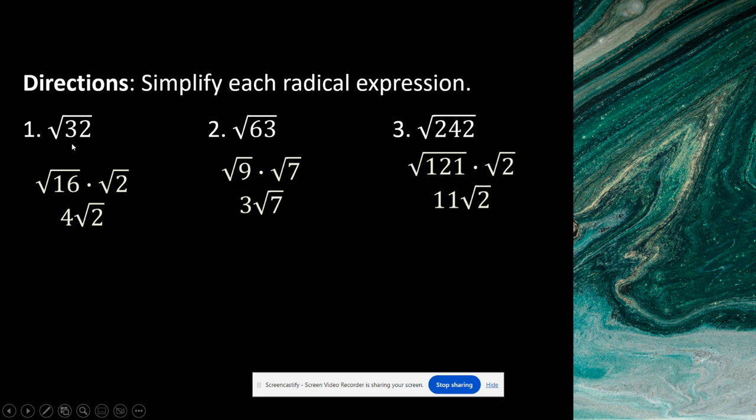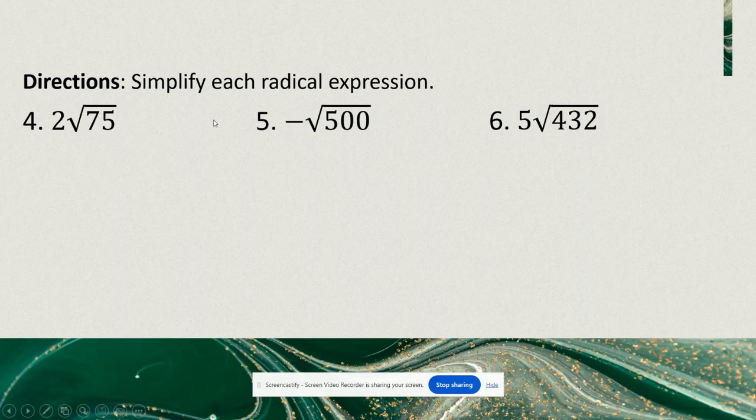Okay, remember, if we don't have a perfect square in the radicand, we want to find the highest perfect square that goes into this number. Okay, 32 is 16, 63 is 9, 242 is 121. Okay, our next 3. Now I have a number outside of my radical sign. Okay, I have 2 root 75. We're going to find out how to deal with these too.